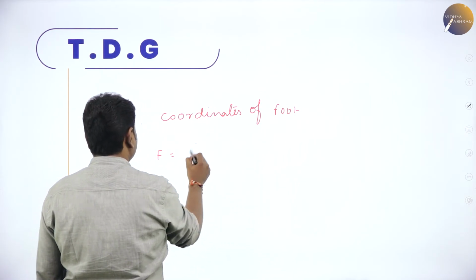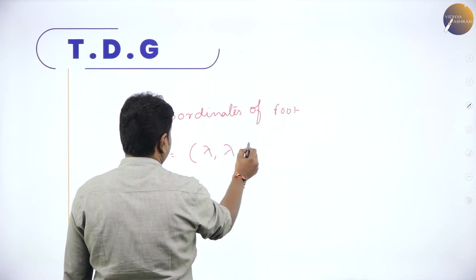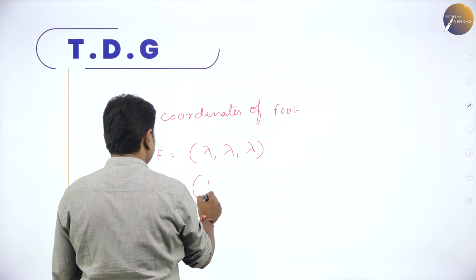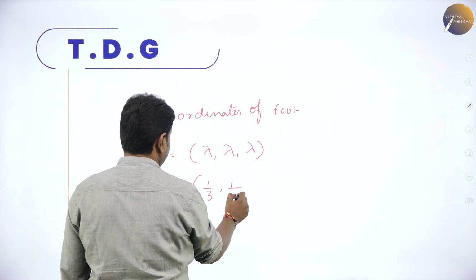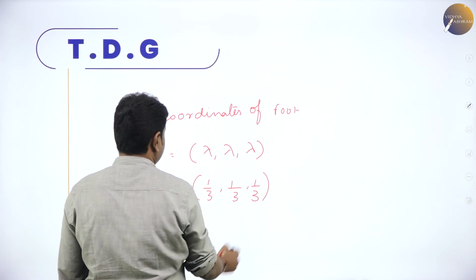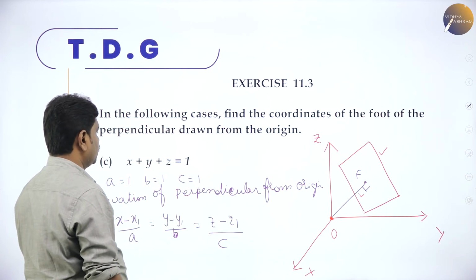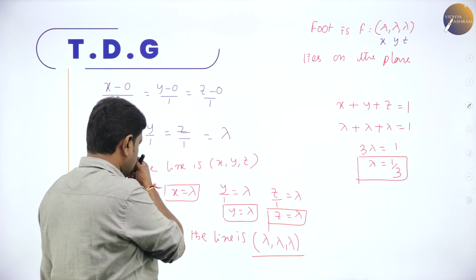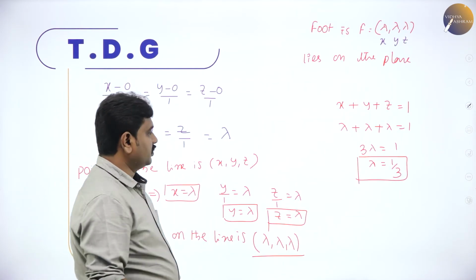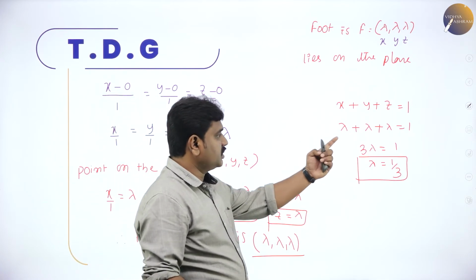So the foot f is the point lambda, lambda, lambda, and all the lambdas are equal: 1 over 3, 1 over 3, 1 over 3. That's it, because we got lambda as 1 by 3. So I hope all of you got this. Here they give the lambda value, substitute it, and you will get the value.